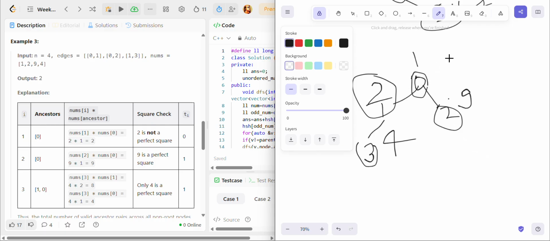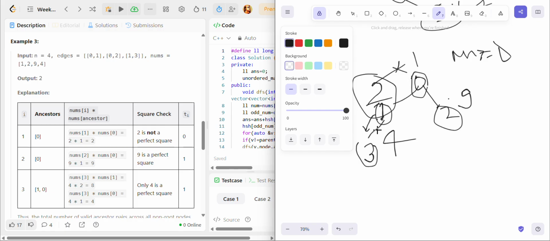So coming to the 0th node, first of all the answer is 0. Coming to the first node, there is no ancestor, so the answer will remain 0. Coming to 2, its value is given to us as 2. Coming to the first node, it is the first node. Its value is 2 into 1, which is not a perfect square, so it will not update.